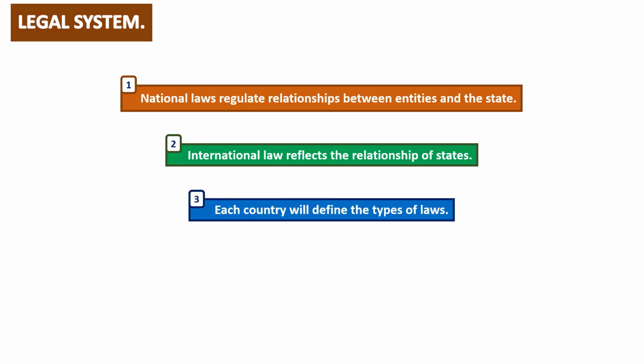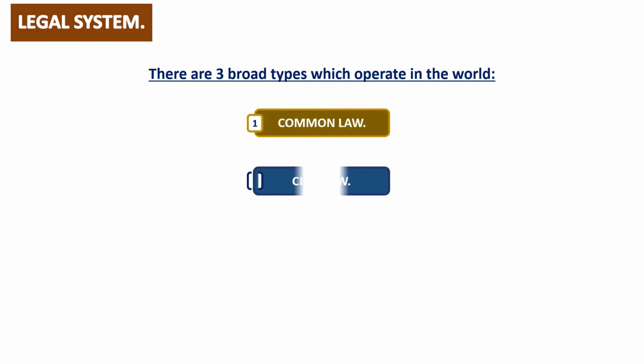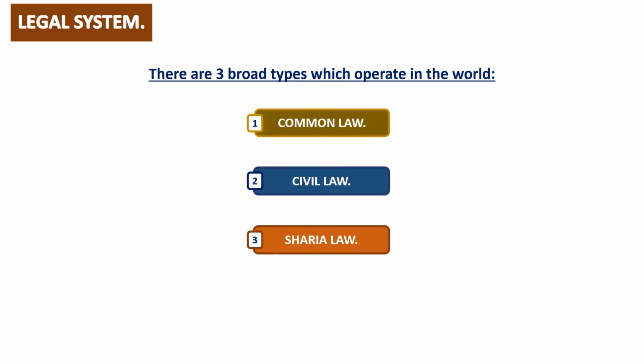Now, how the laws take shape in those countries is the responsibility of those states. So they will define what constitutes what and how those laws come about. So a law that is defined in one way can differ when you go to another state. There are three main types of laws that operate globally. We have the common law, the civil law, and the Sharia law. We'll first look at the common and the civil law, and then we'll look at the Sharia later.